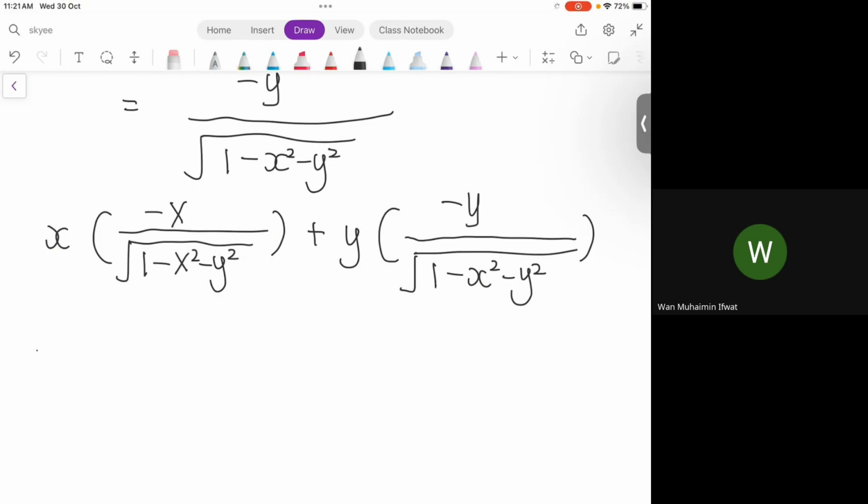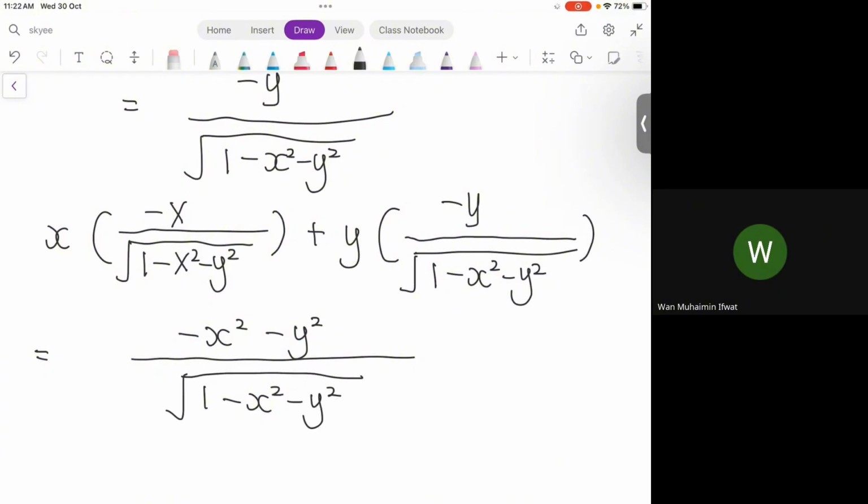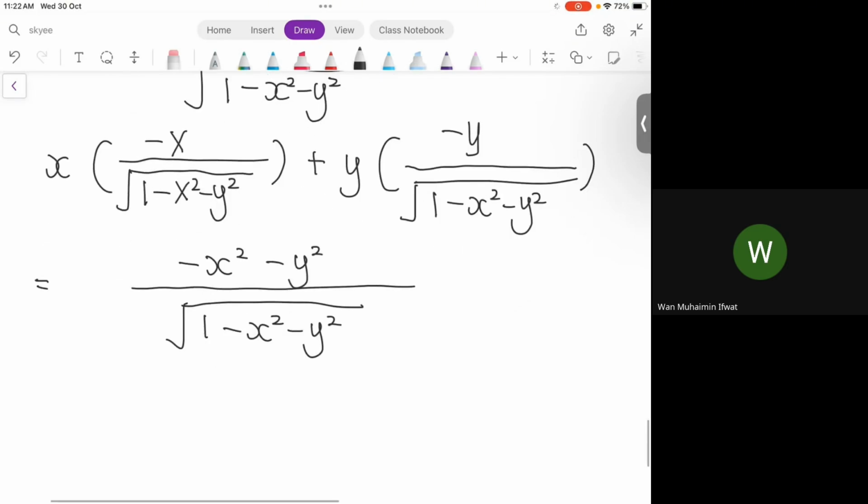So let's try to simplify. Here you get negative x squared, negative y squared, square root. This is plus, right? So it's 1 minus x squared minus y squared, square root. All right. So if we look at this part, it is equal to z, right?